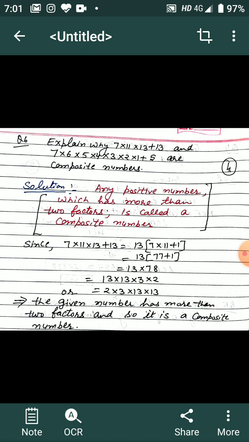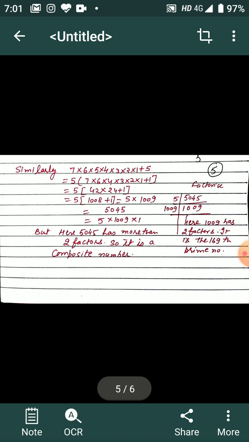So we will multiply all, 7 into 11 into 13 plus 13, again factorize, we will get more than 2 factors. And there are two parts of this question. Similarly 7 into 6 into 5 into 4 into 3 into 2 into 1 plus 5, again you will multiply all the numerals plus 5, then see the factors, again you will get more than 2 factors. So hence we can prove that it is a composite number.